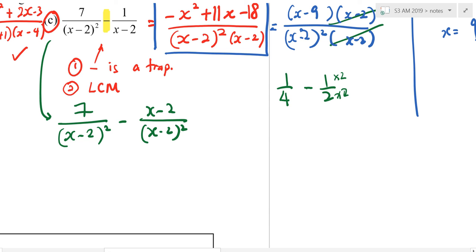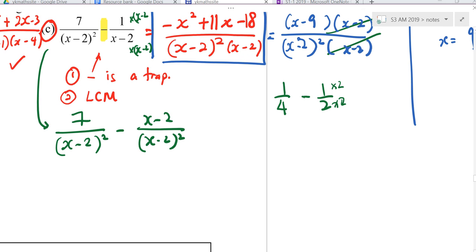So, x minus 2, how do I upgrade to x minus 2 square? I just times x minus 2 one time. I just times x minus 2. Do you agree? I don't have to times x minus 2 square to get a cube.